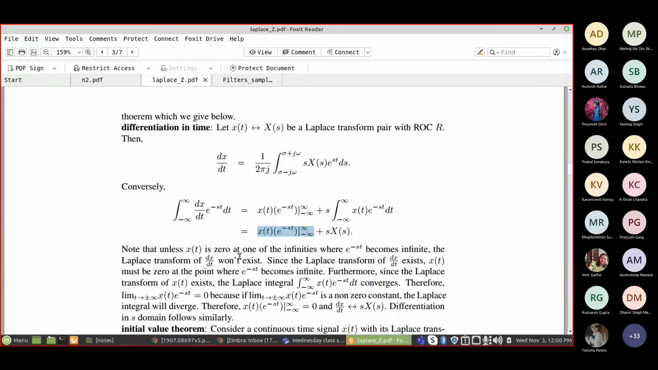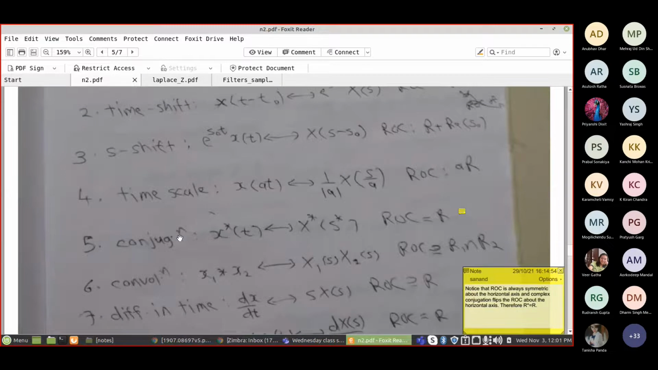The other thing is regarding these rules. We went through most of these, just one ROC which requires a minor justification. Conjugation in time domain is equivalent to conjugation in the Laplace domain, and S also you take complex conjugate of that. Why does the ROC stay as R if we take complex conjugates? It is almost straightforward, just requires a bit of justification.